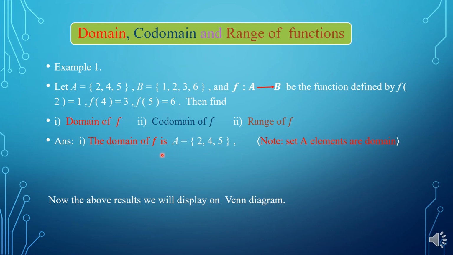These are called the domain of a function. So now you understand what the domain of a function is: the input values of a function, usually denoted by x, are called the domain of the function.